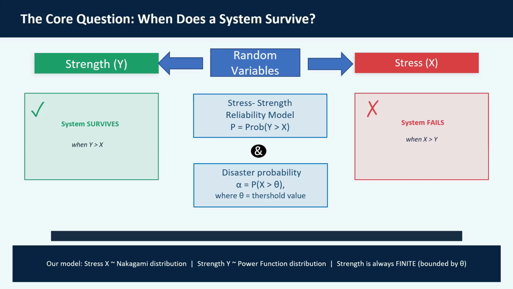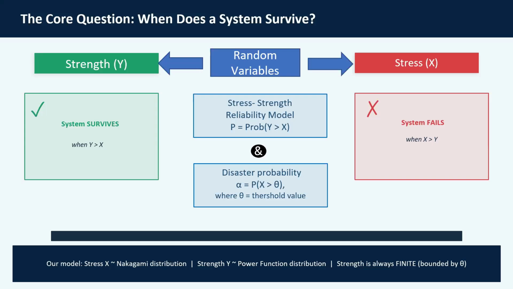The second component, or second model, that we study here is the disaster probability, which comes from the stress strength reliability. It is denoted by alpha, which is the probability that X is greater than theta, where theta is the threshold value, or you can say the upper bound of the strength.